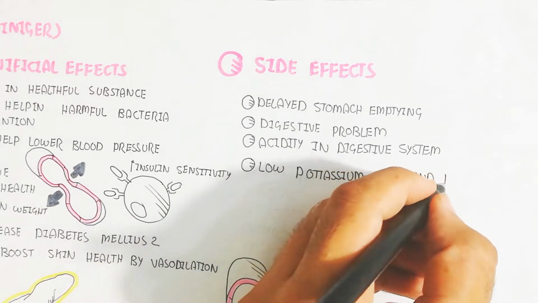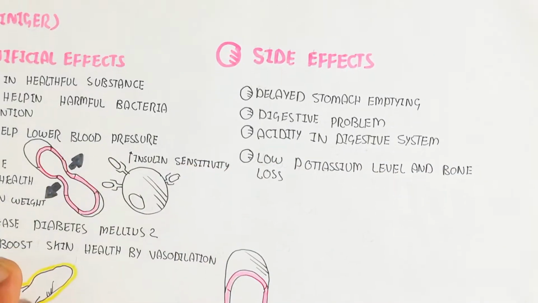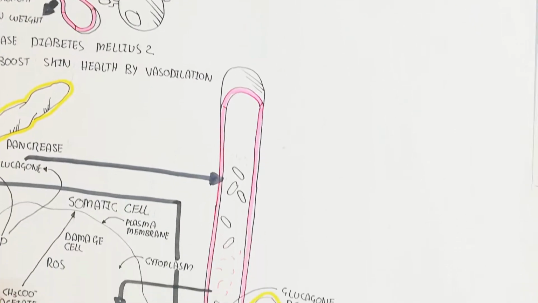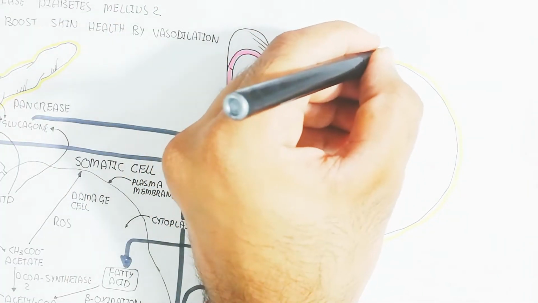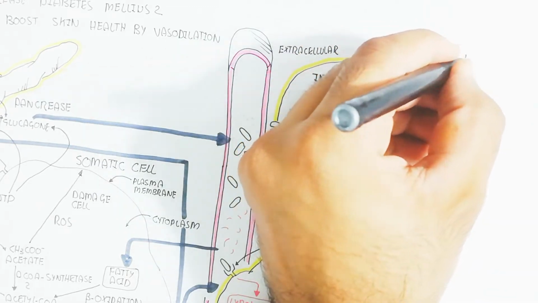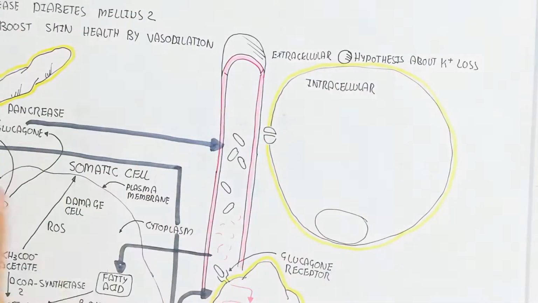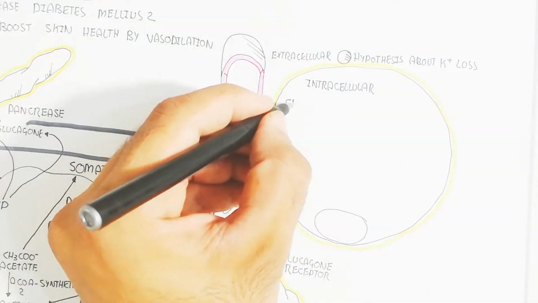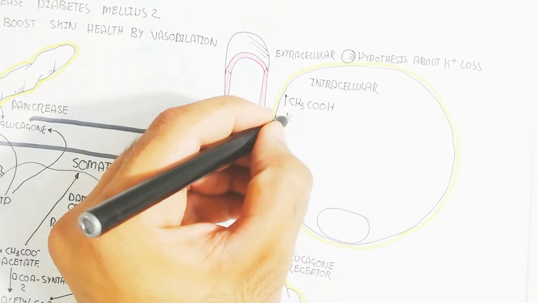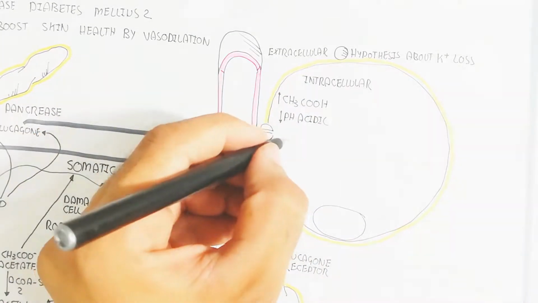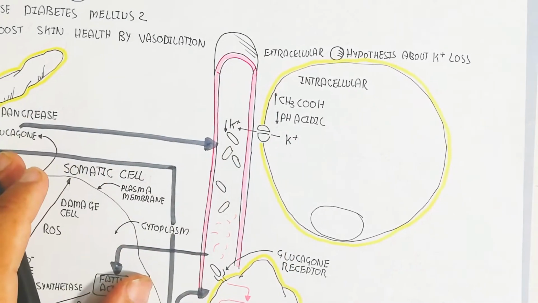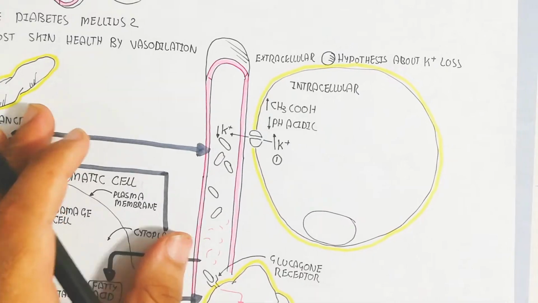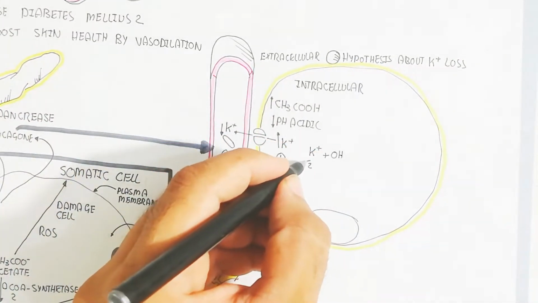and a digestive problem can occur due to the increase in acidity in the digestive system, and low potassium level and bone loss. Why? Here I am drawing extracellular and intracellular. This is the hypothesis about the potassium loss. So the acetic acid will lead to a decrease in pH. It means more acetic acid will lead to potassium moving out into the blood circulatory system.